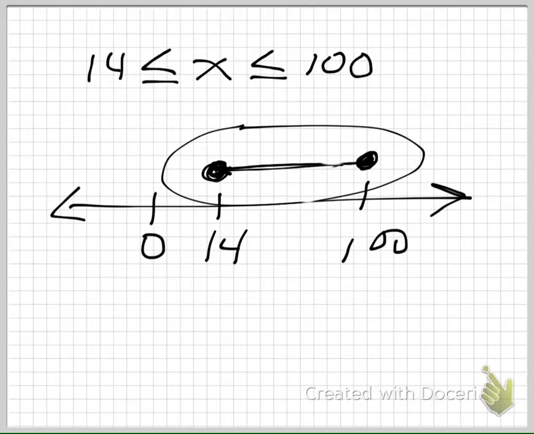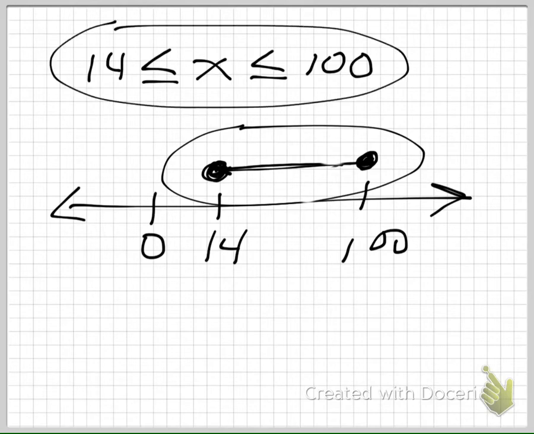But there's the answer. This is telling you that x is between 14 and 100, including 14 and 100, right? Why is it including? Because they say "or equal to," right? Okay, as long as you guys got that, you're in good shape.